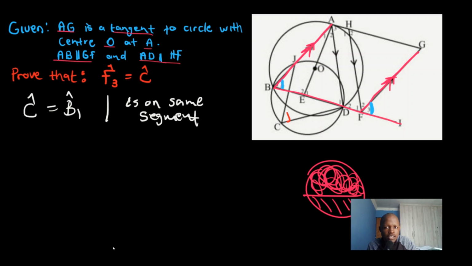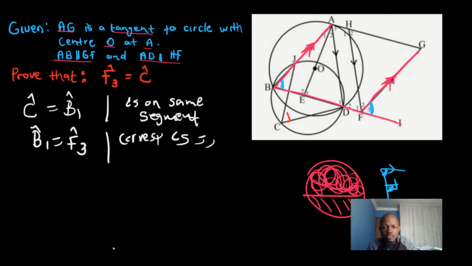Interesting, right? Because of this F. Remember, if this is parallel to this, then this angle here is equal to this angle here. Those are corresponding angles, right? So angle B1 is equal to F3. What's the reason for that? Corresponding angles equal. You can just be more specific and say AB is parallel to GF.